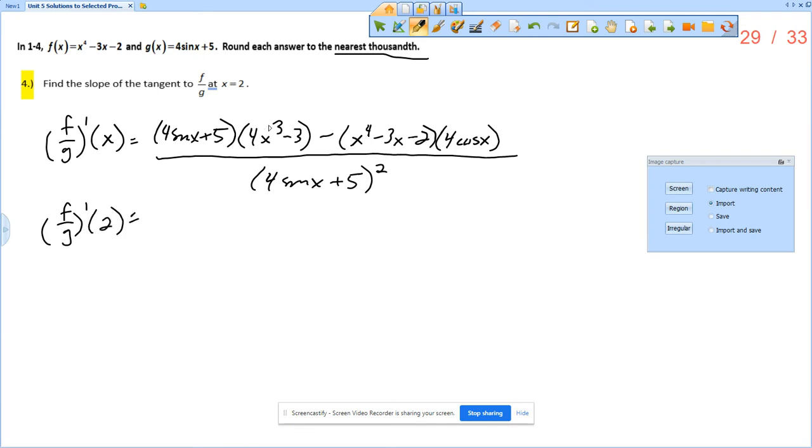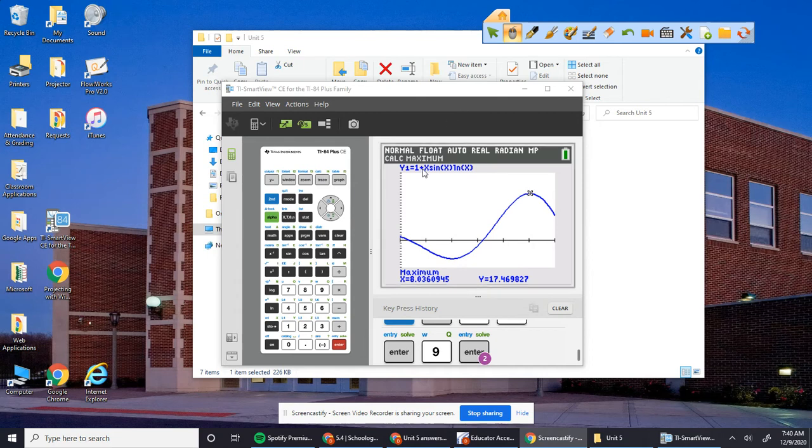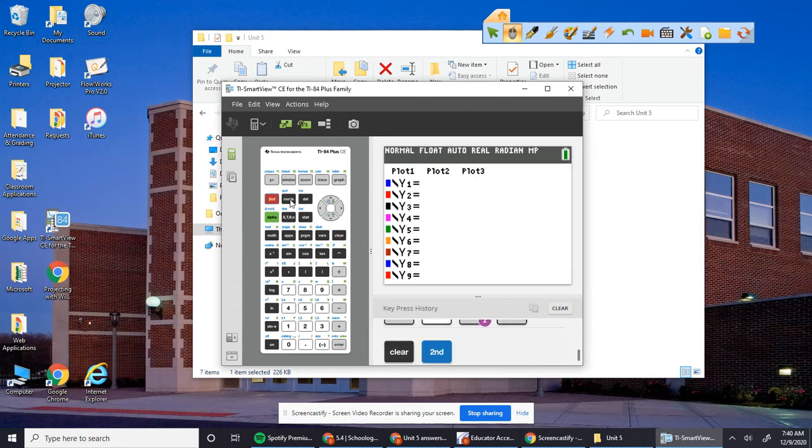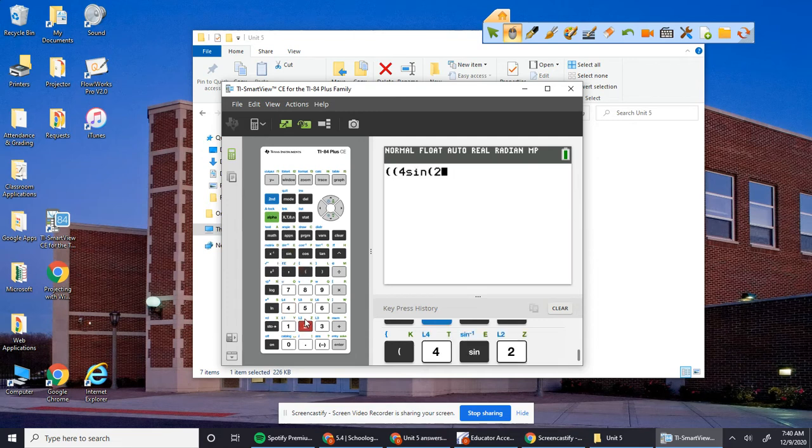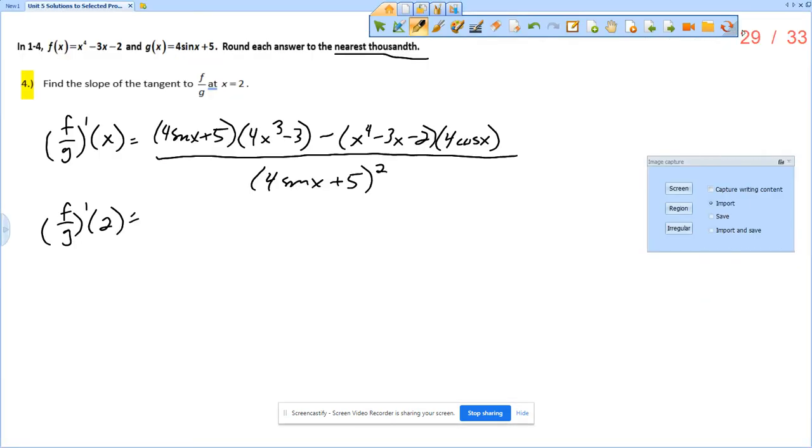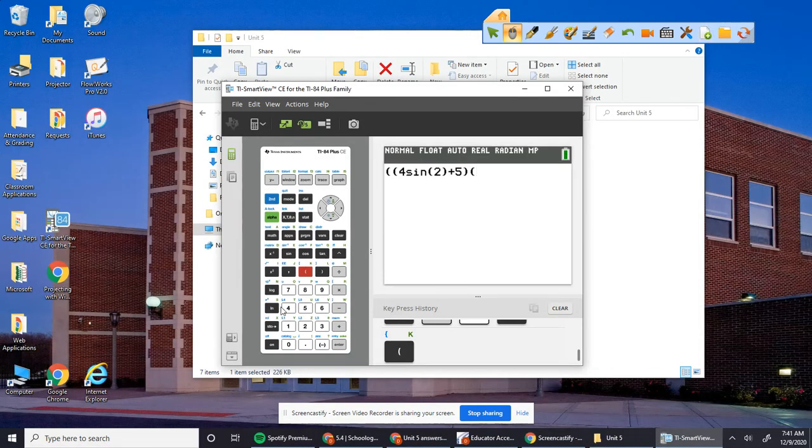Now we're really just plugging 2 in here. I've got my calculator, and I really just want to type this in. I'm going to use a parenthesis for the entire numerator. Then I've got my denominator, so 4 times the sine of 2 plus 5, and then that times the derivative of the numerator, so that would be 4x cubed minus 3. So 4 times 2 cubed minus 3. Close parentheses on that.